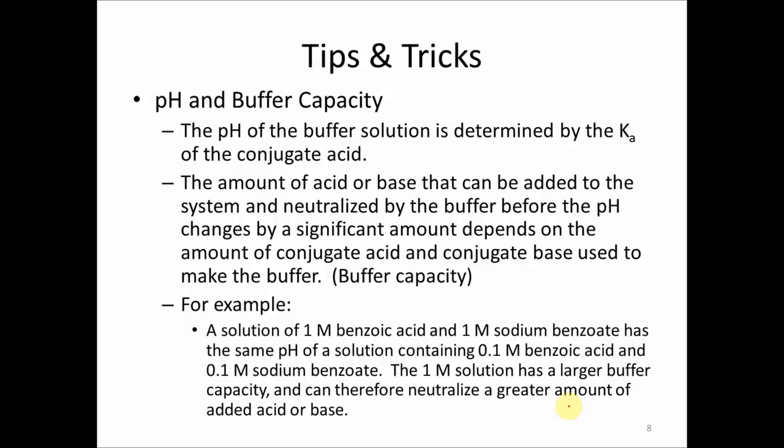So, for example, a solution that is 1 molar in benzoic acid and 1 molar in sodium benzoate will have the same pH as a solution that contains 0.1 molar in benzoic acid and 0.1 molar in sodium benzoate. However, the 1 molar solution has a much larger buffer capacity, and it can therefore neutralize a much greater amount of added strong acid or strong base.